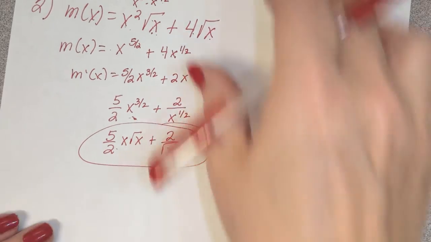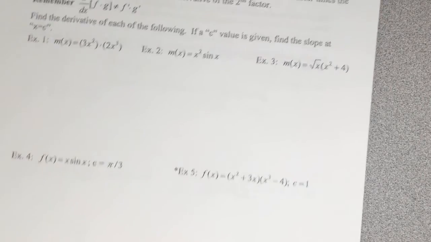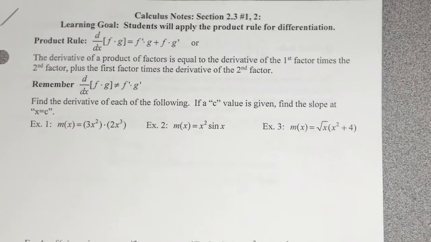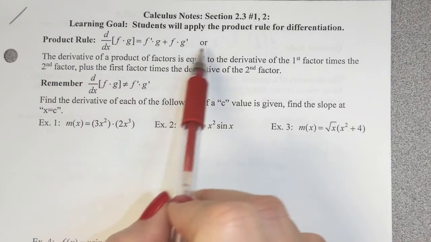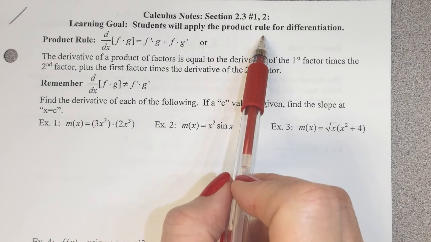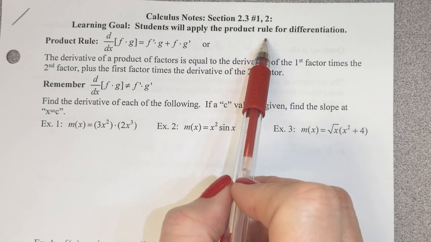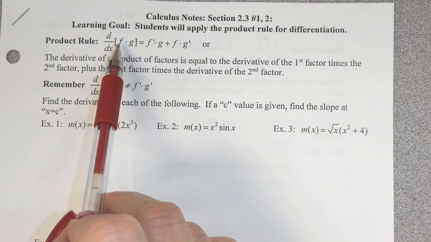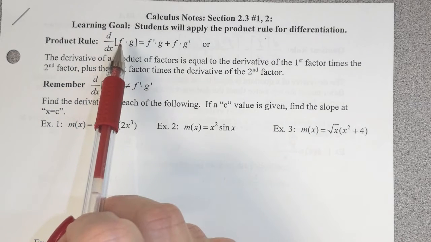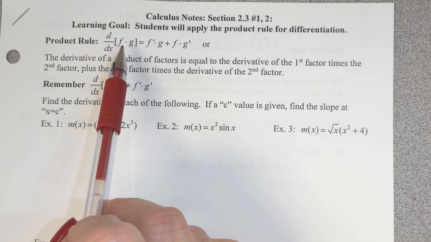All right, guys, that leads right into what we're going to talk about today. So let's go to the notes. Today we're going to be studying a rule called the product rule for differentiation. The product rule says this. And you really want to watch this closely, what the rule says, because people always make mistakes with this.